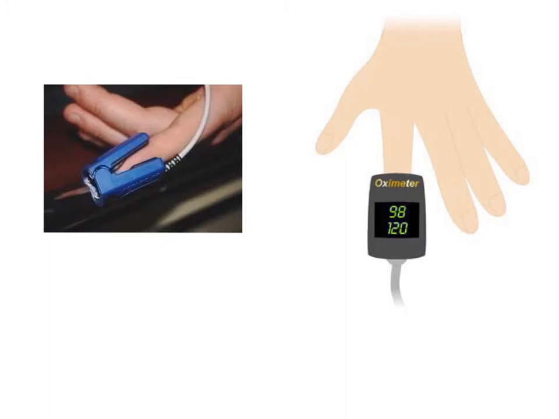So now the physical properties used in pulse oximetry. The amount of light absorbed depends on the following. First, concentration of the light absorbing substance. Second, length of the light path in the absorbing substance. And finally, oxyhemoglobin and deoxyhemoglobin absorb red and infrared light differently.